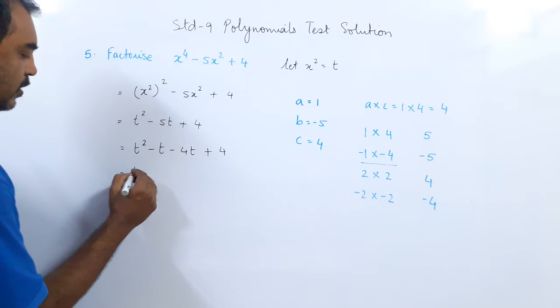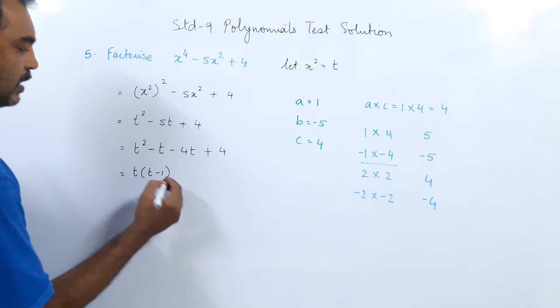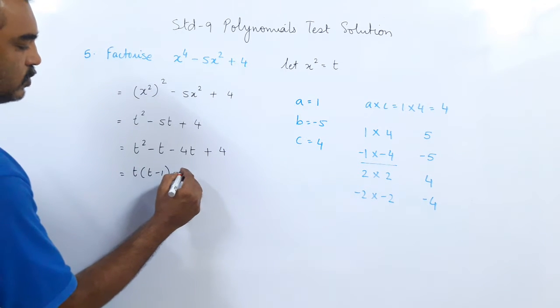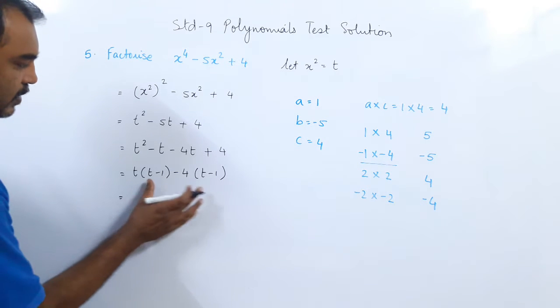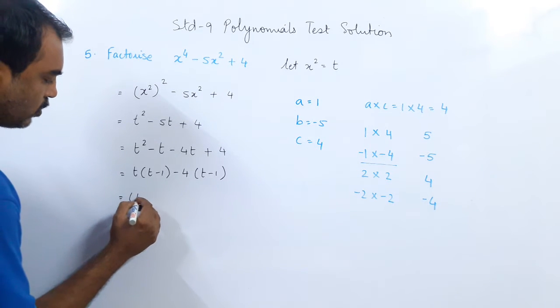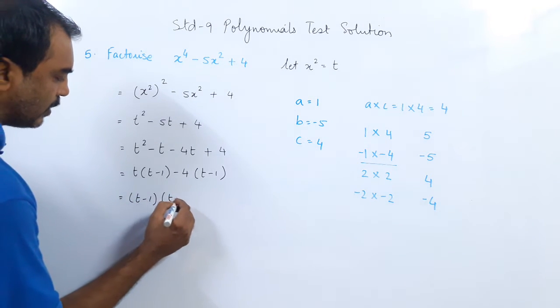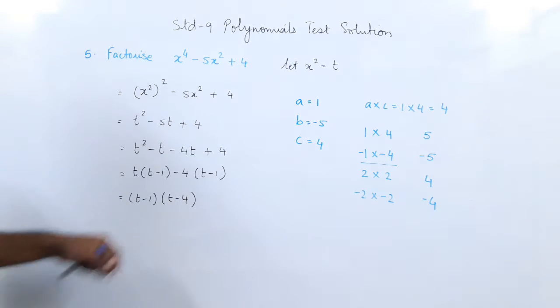In this 2, t comes out common. So I get t minus 1. In this 2, minus 4 comes out common. I get t minus 1. t minus 1 is common to both. So I get t minus 4. So these are the two factors I got.